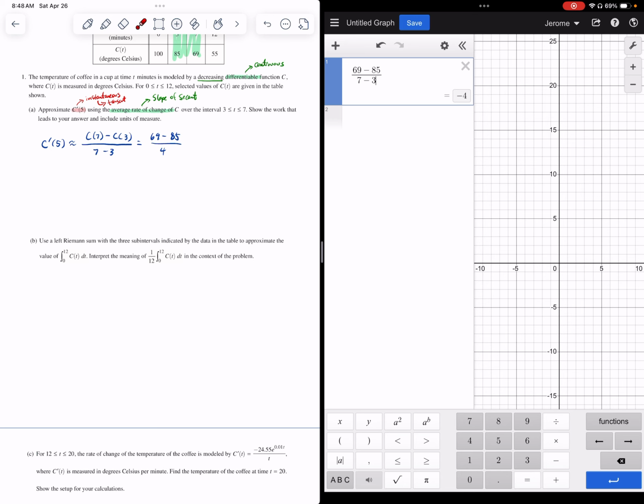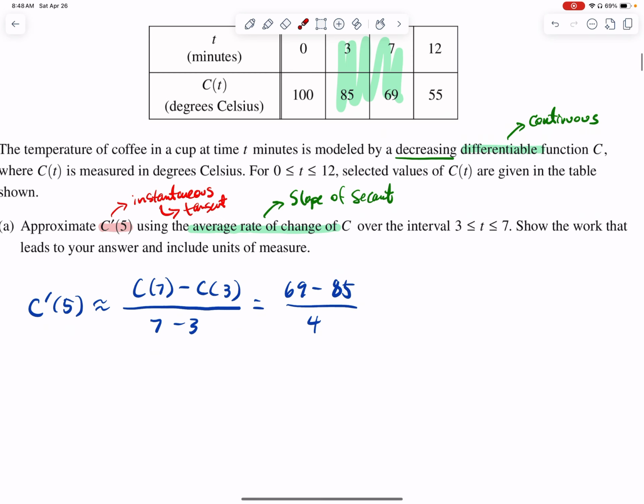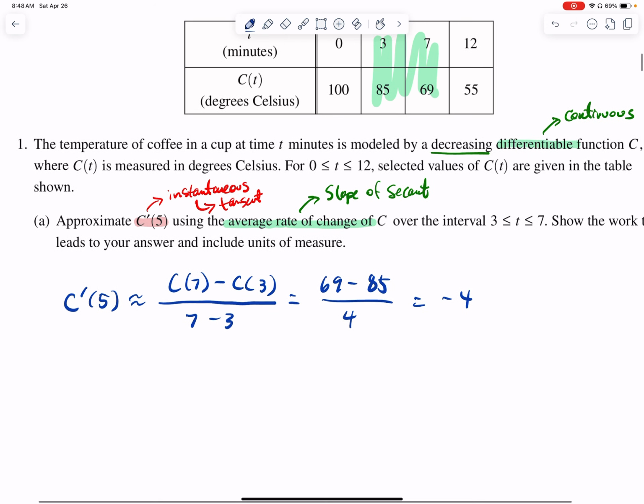Okay, we got an answer of negative 4, and then I'm done, right? Except I'm not, because it says include units of measure. You can guarantee if they say that, it's worth a point.